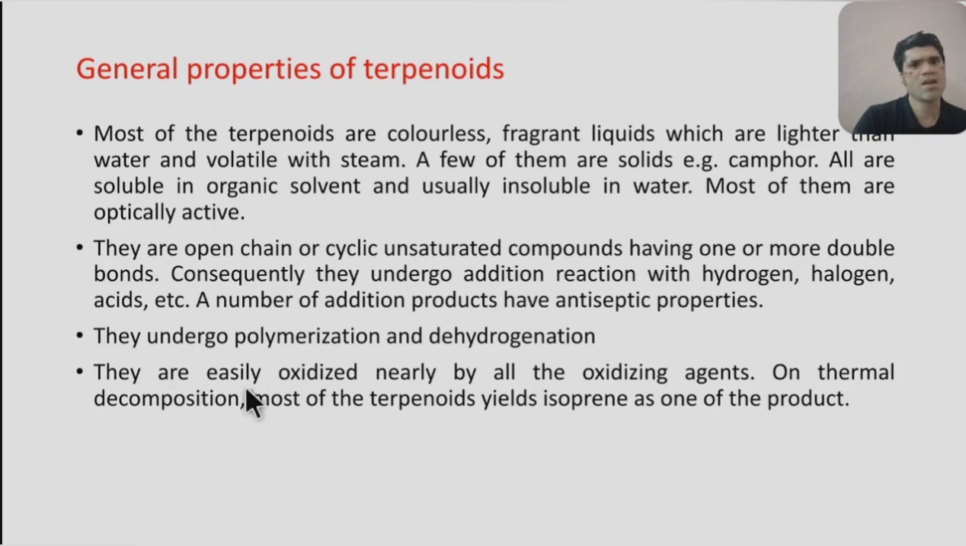They are easily oxidized by nearly all oxidizing agents. Oxidizing agents like KMnO4, bromine, K2Cr2O7, and osmium tetroxide all oxidize terpenes easily. On thermal decomposition, most terpenoids yield isoprene as one of the products. So these are the properties of terpenoids.